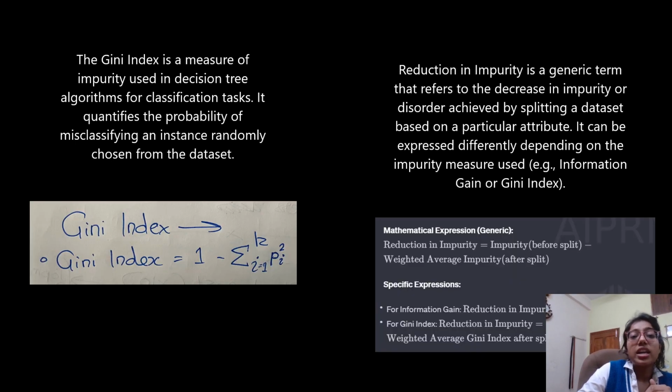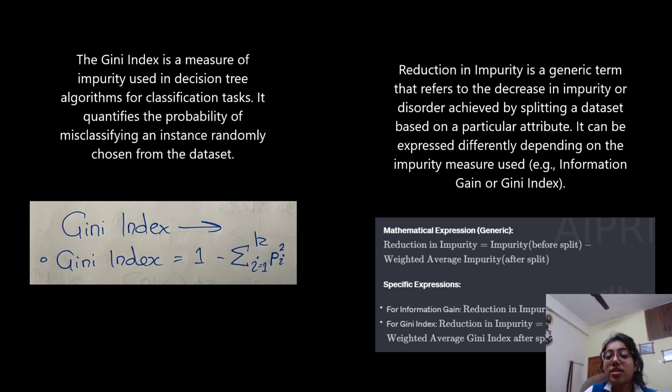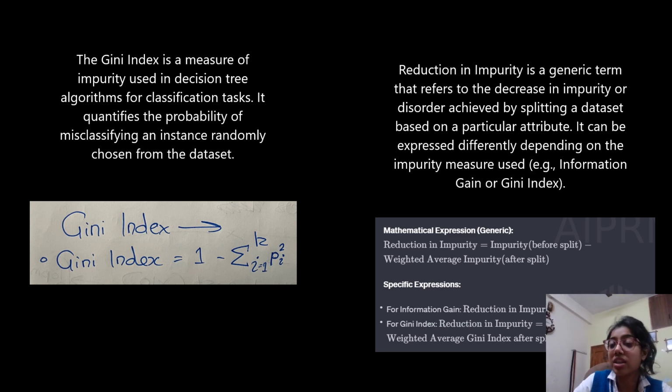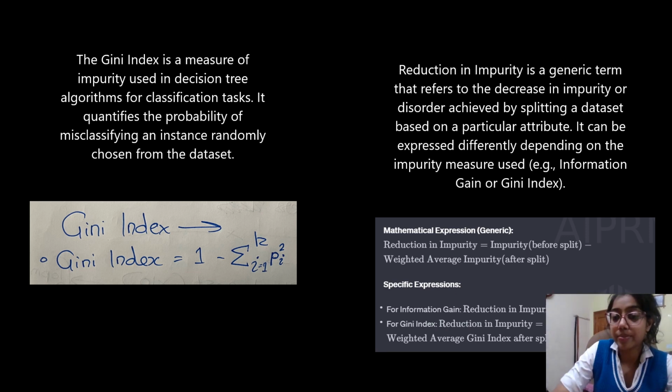It is different in Gini index. It is a measure of impurity used in decision tree. As you can see the formula, Gini index is equal to 1 minus summation of 1 to z p_i square. That is the square of a upon s square, b upon s square, c upon s square. Reduction in impurity is a generic term that refers to the decrease in impurity or disorder achieved by splitting the data set. It is written as impurity before split minus weighted average impurity after the split.